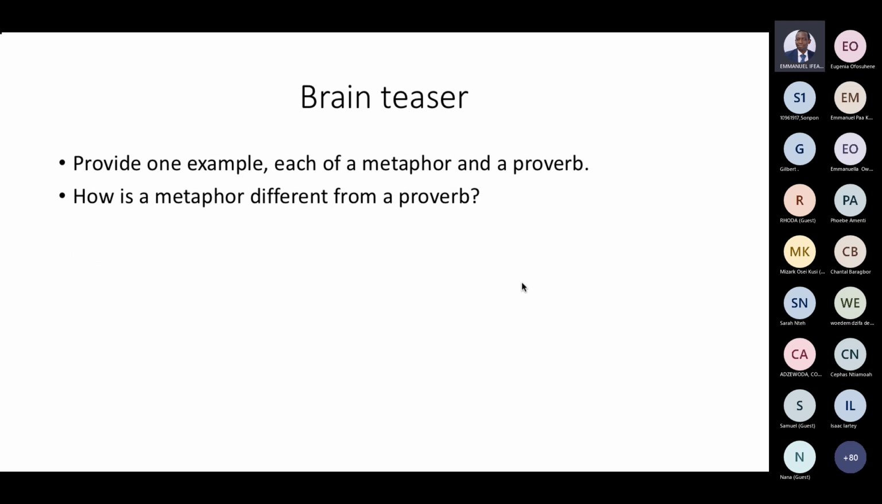A little example. Provide one example each of a metaphor and a proverb. So you can do that at your spare time. Secondly, how is a metaphor different from a proverb? So the difference is that a metaphor is a statement that should not be interpreted literally, but a proverb can be interpreted both literally and non-literally.